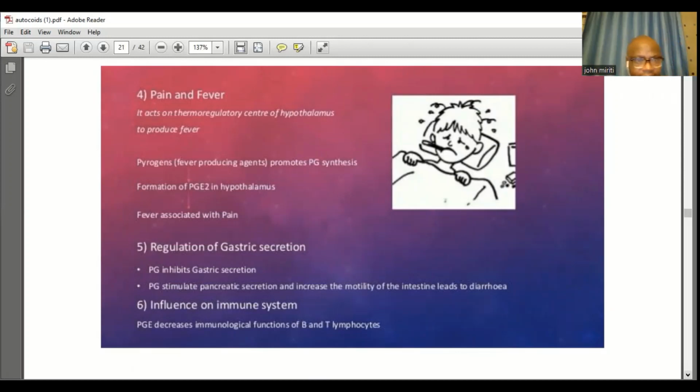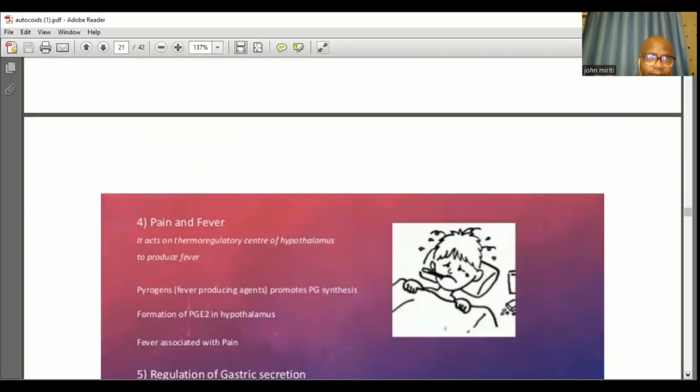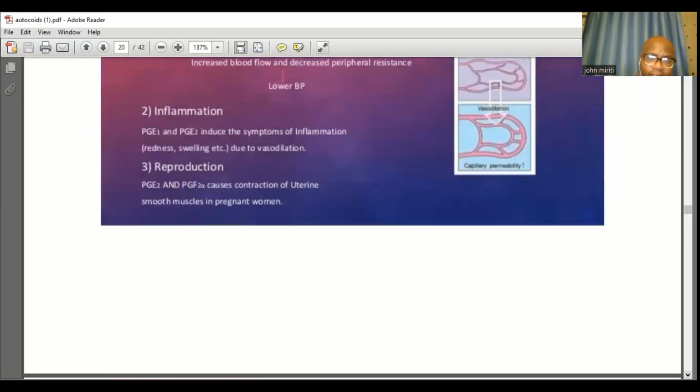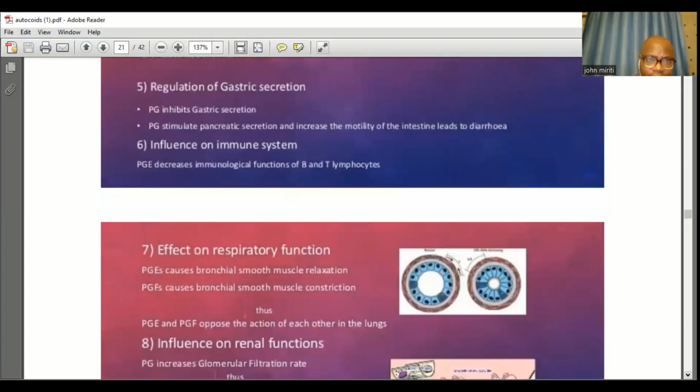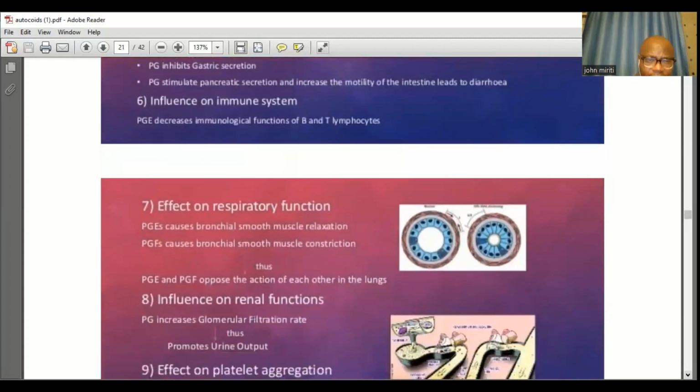So those are the functions of prostaglandins. That is, influence on immunity, regulation of gastric secretions, pain and fever, blood pressure and inflammation. So those are the effects. And also it affects the respiratory system.